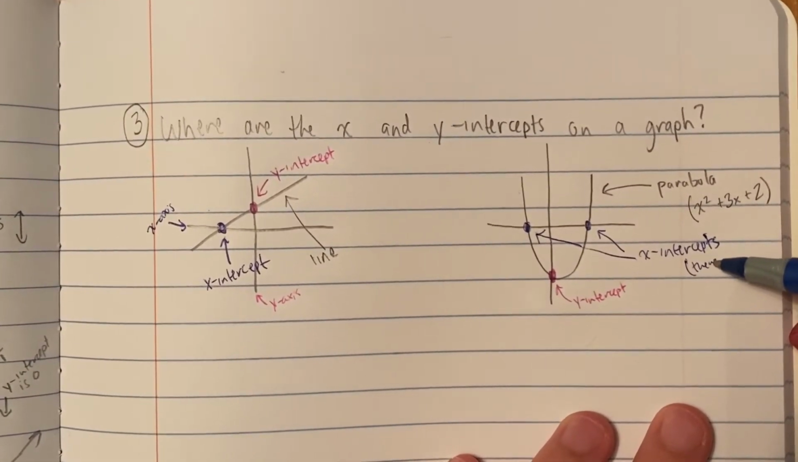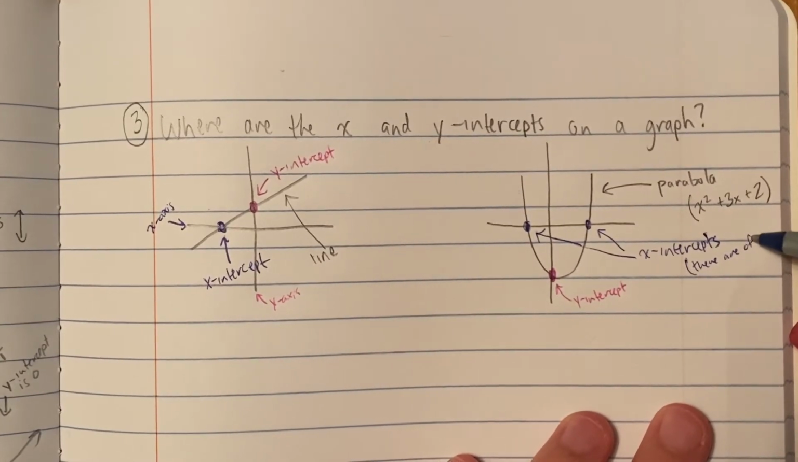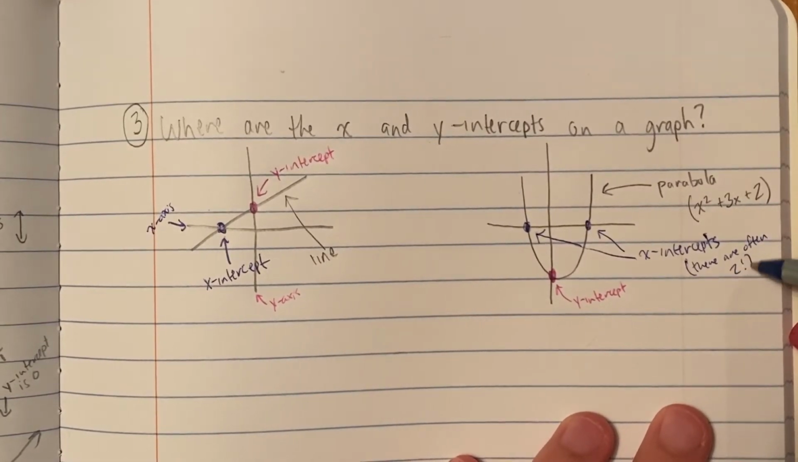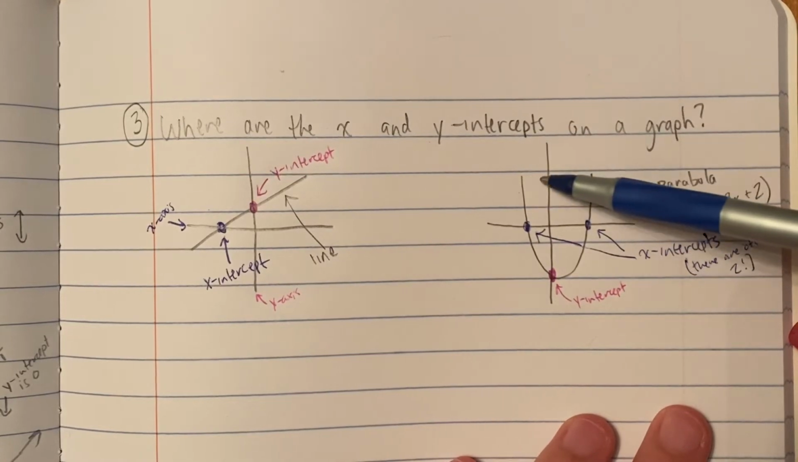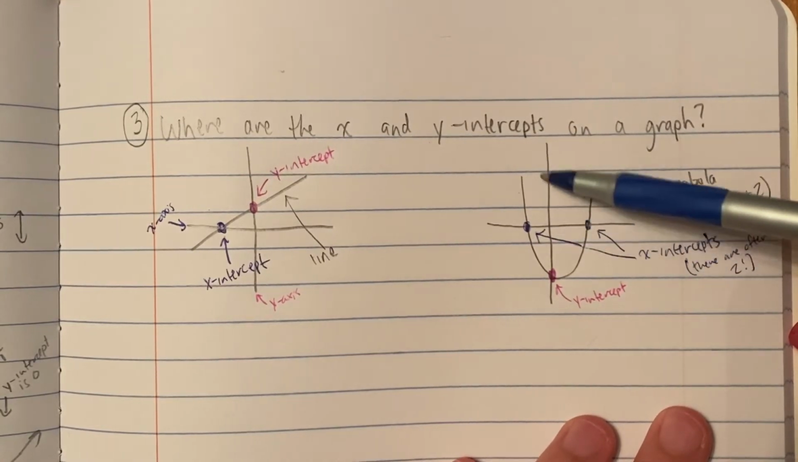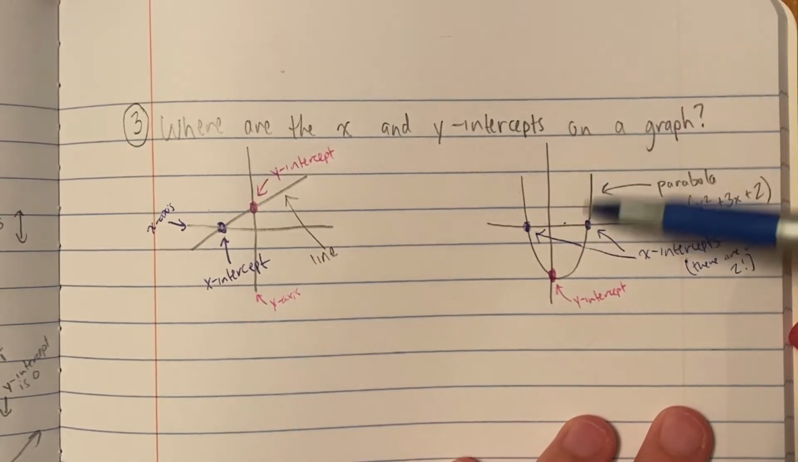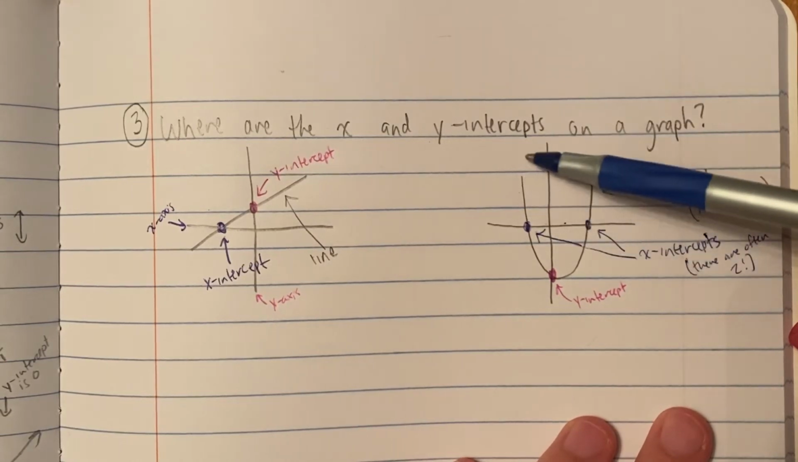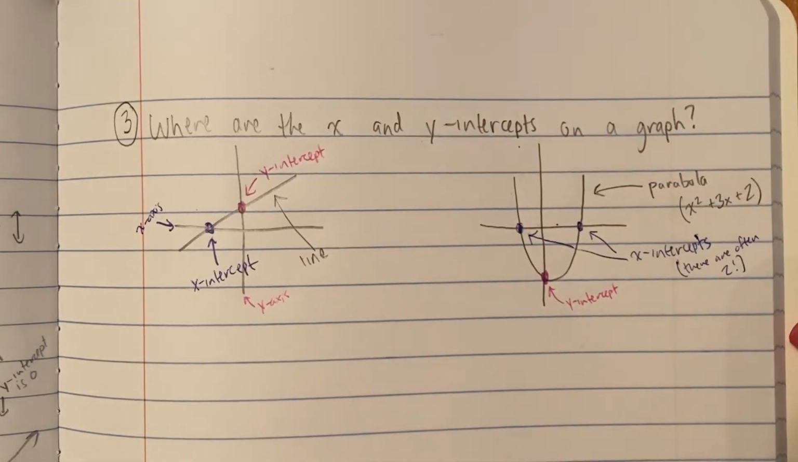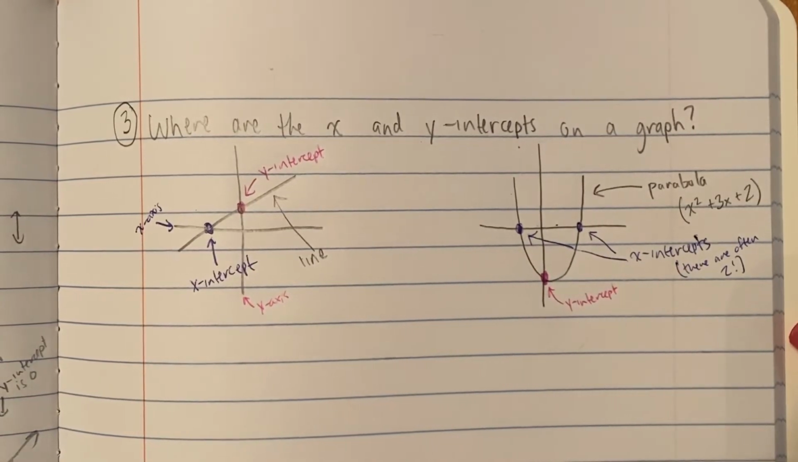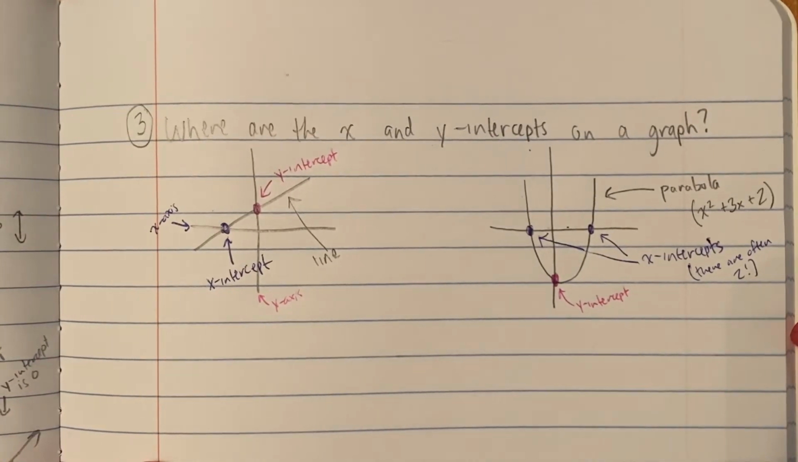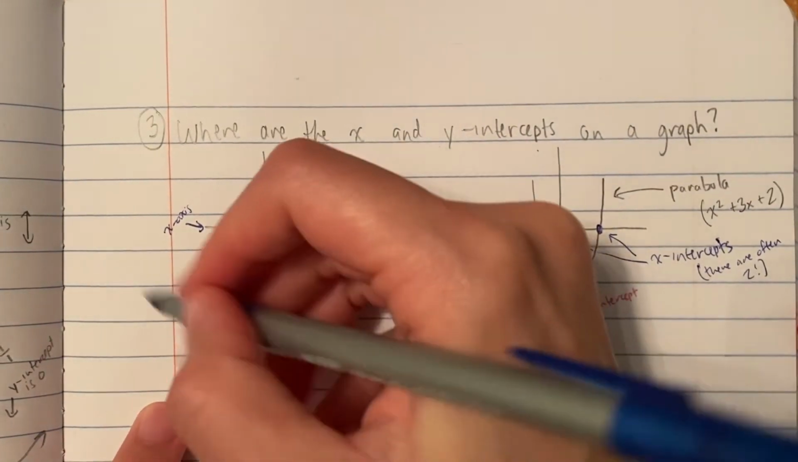And often with parabolas, there are two. Sometimes there'll be one. Sometimes a parabola will come and just touch right here on the x-axis and then come back up. That would be one. Sometimes a parabola will just be up here and it won't hit the x-axis. That would be 0. But oftentimes there are two, and pretty much the ones we see today will have two.